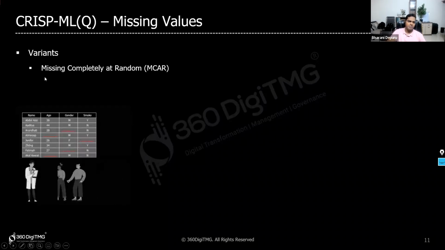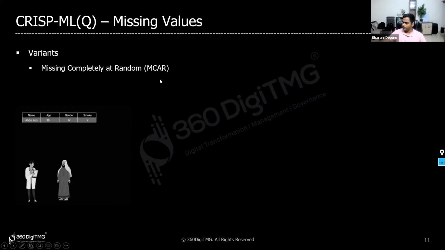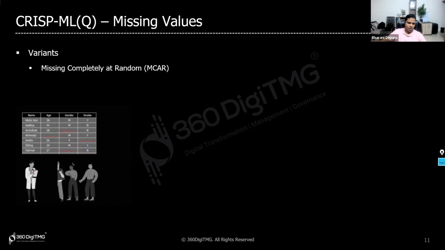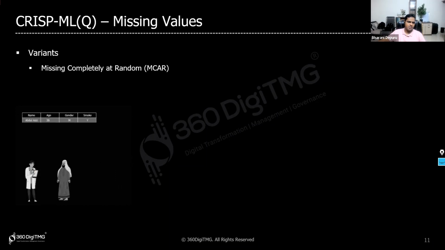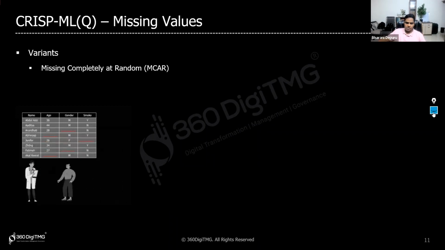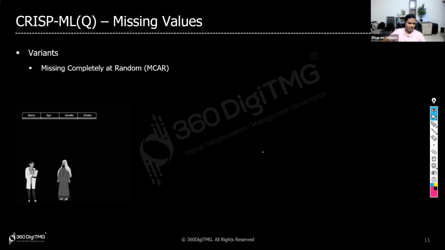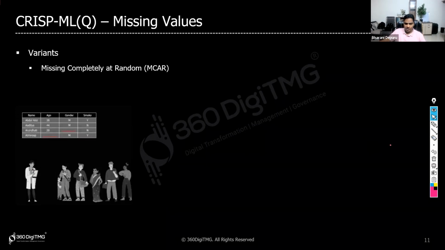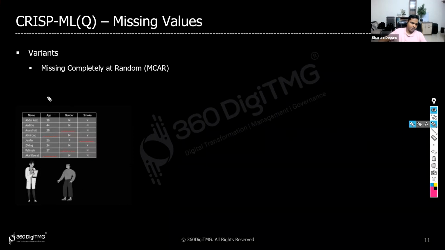Variant number one is missing completely at random. What do you mean by that? For example, say a doctor is making a note of various details of different people. Say this doctor is trying to record the name of the patient, age of the patient, gender, and whether that person smokes or not.